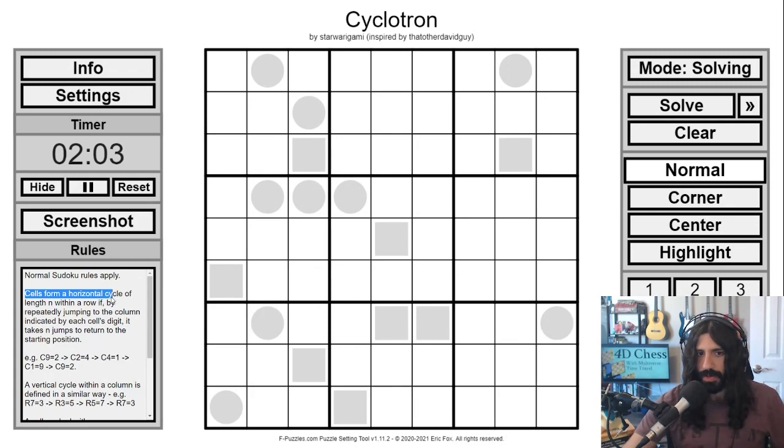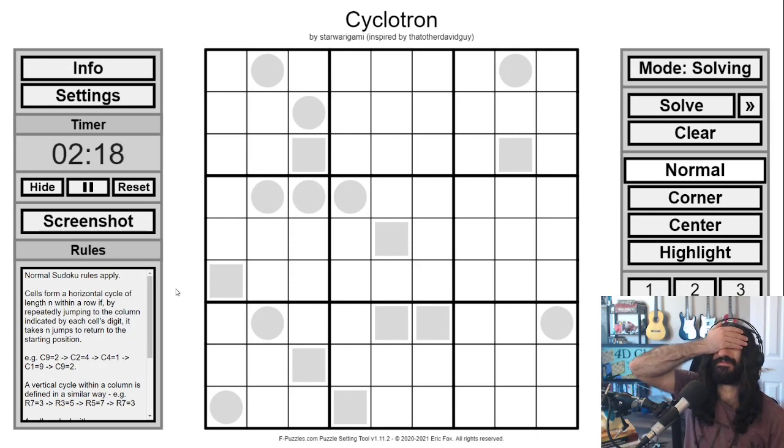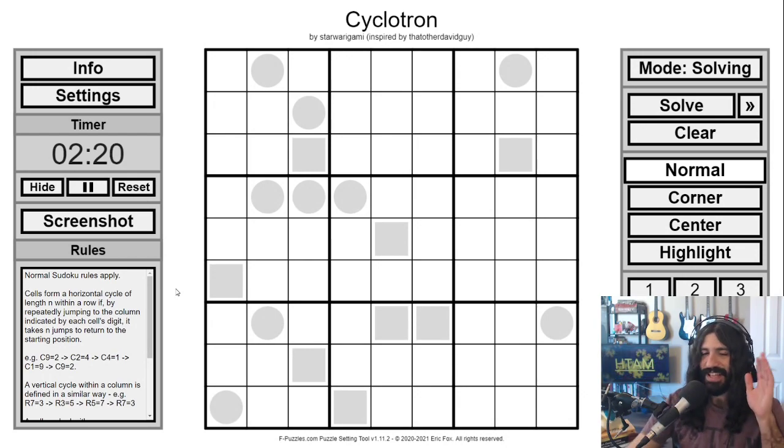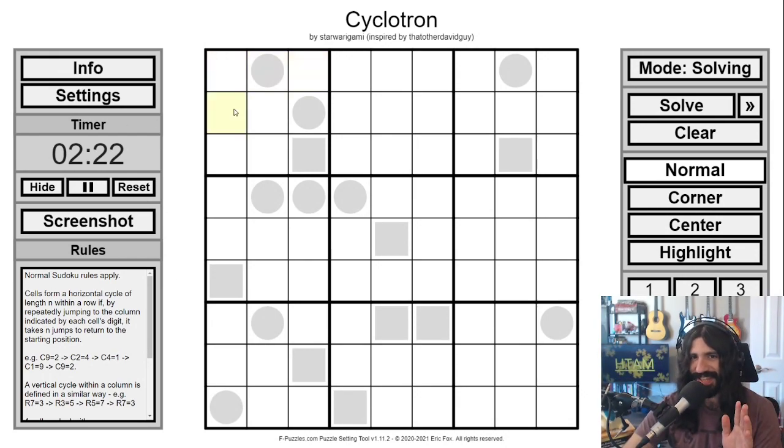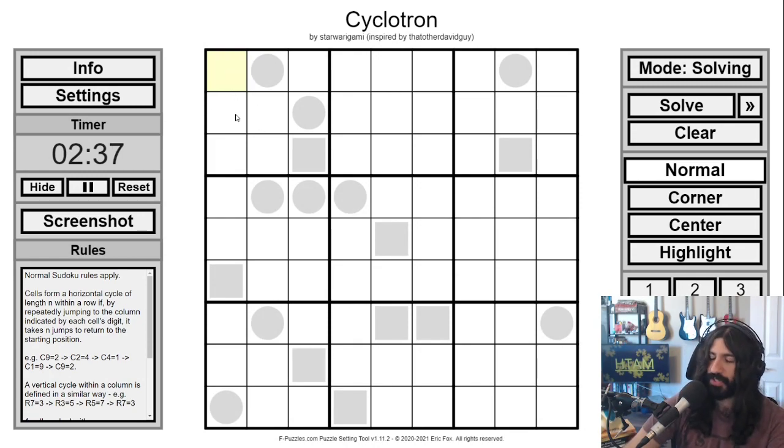Cells form a horizontal cycle of length n within a row if, by repeatedly jumping to the column indicated by each cell's digit, it takes n jumps to return to the starting position. Okay.